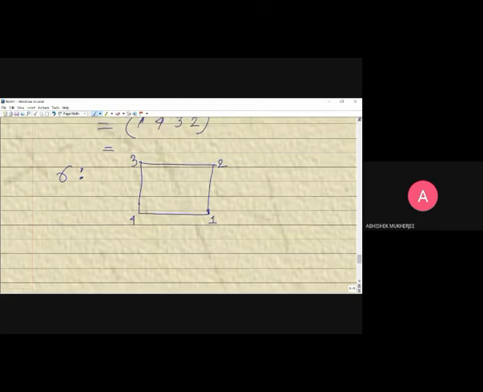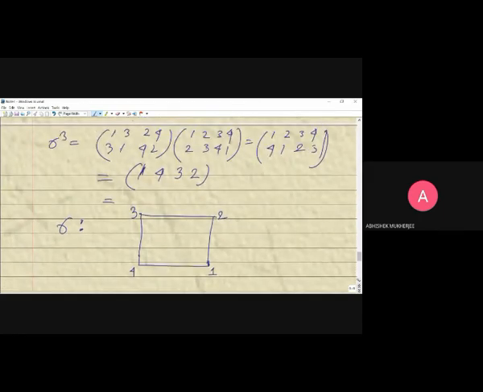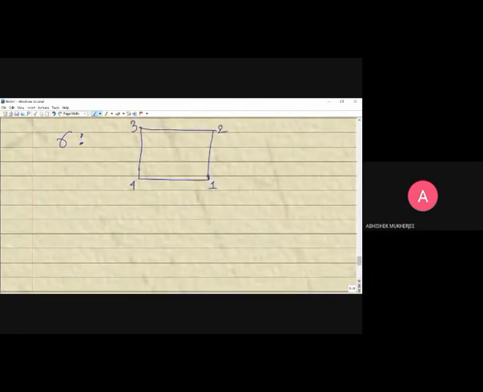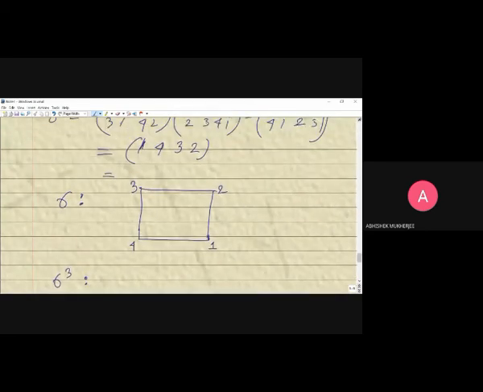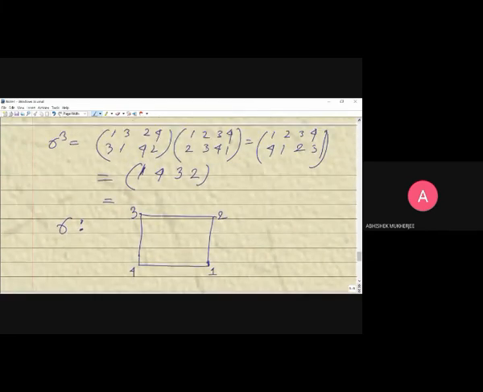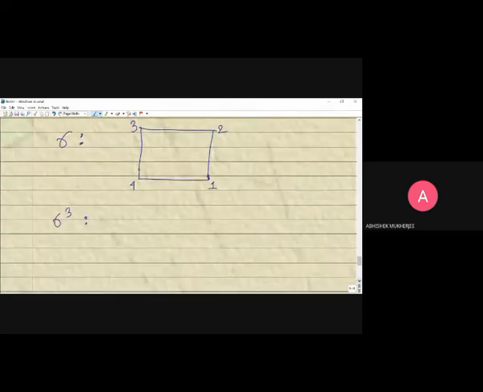And what is sigma square? Sigma cube? Sigma cube is, okay. Just take this one.